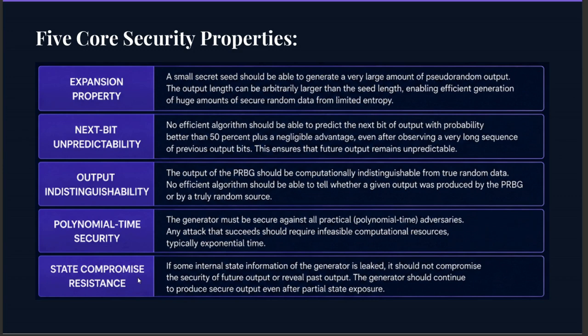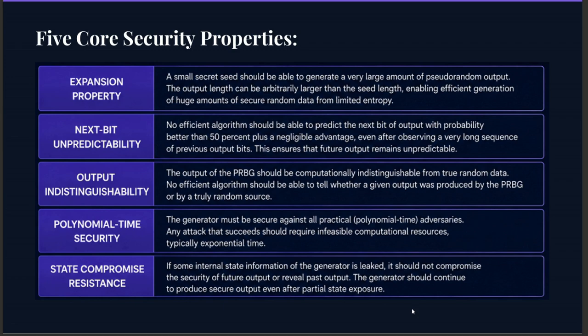Fifth one is state compromise resistance. This property protects the generator even if some internal state leaks. Suppose the attacker partially compromised the memory, the generator should still protect the past output, future output, and remaining internal state. Modern generators continuously reset and update the state, especially for this reason.